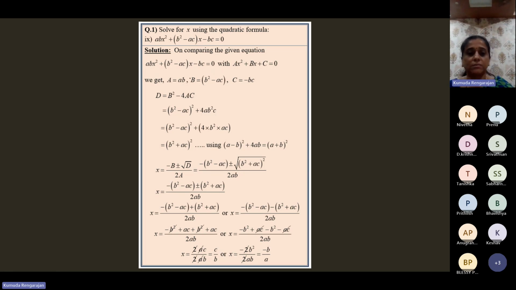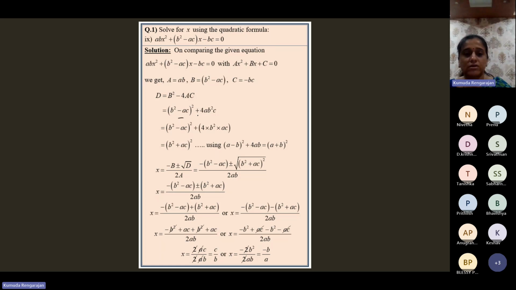I hope all of you have completed. Listen to me. The coefficient of x squared, take away x squared, this is a. Take away this x, this is b. And this term, which does not have x or x squared, is the constant, which is c. This is a, this is b, and this is c.